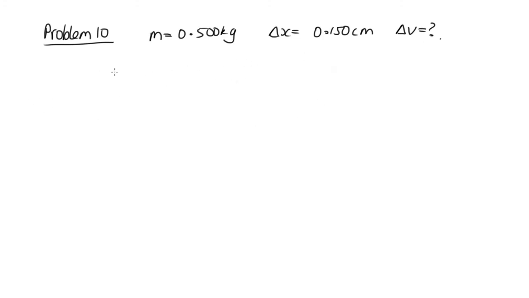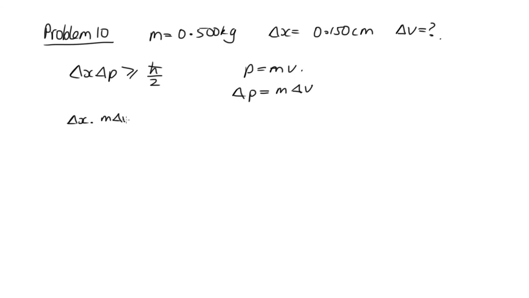So this is another Heisenberg uncertainty problem. So we know that delta x, delta p is greater than or equal to h bar on 2. And we know that p is equal to mv. So the uncertainty in p, if the mass is known exactly, comes down to just the uncertainty in v. So we can write this as the mass times delta v. So we've got delta x times m delta v is greater than or equal to h bar on 2. So delta v is greater than or equal to h bar over 2 times m times delta x.